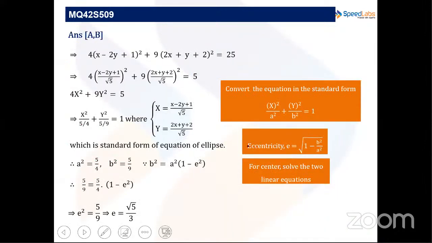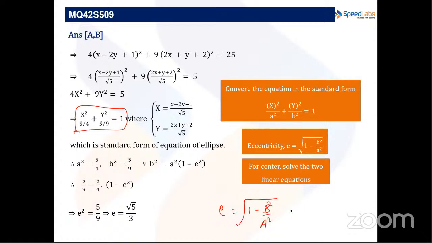And now if you see the reduced equation of ellipse, we know the eccentricity is under the root 1 minus b square by a square. So that will be under the root 1 minus 5 by 9 divided by 5 by 4. So we'll be getting under the root 1 minus 4 by 9, that will be under the root 5 by 9, that is root 5 by 3. So our eccentricity is root 5 by 3.